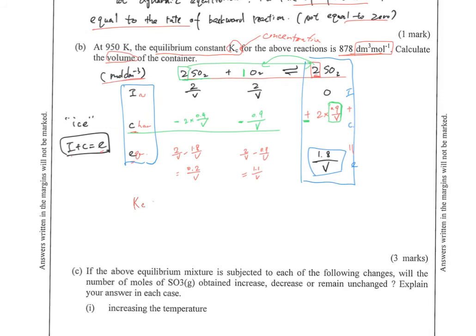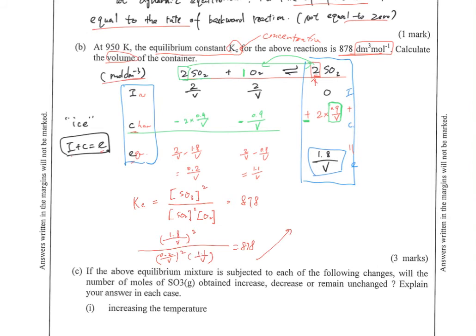Okay, so now we can convert the equation. Kc is equal to, don't forget the expression of Kc, we did a lot when we learned in Form 5. The coefficient 2 you have to consider. So SO3 power 2 divided by SO2 power 2, and then O2. And Kc we know is 8.78. So SO3 squared is 1.8 over V squared, over SO2, 0.2 over V squared, times 1.1 over V, equal to 8.78.